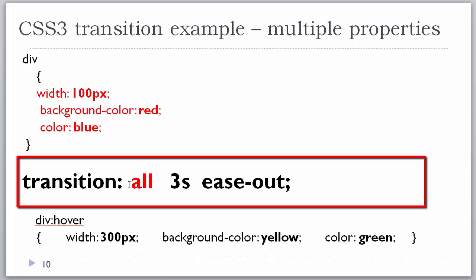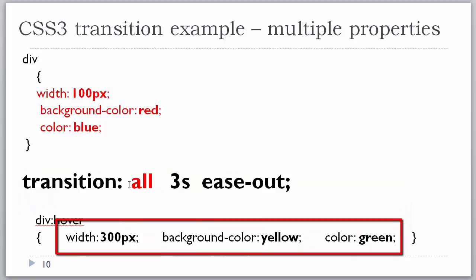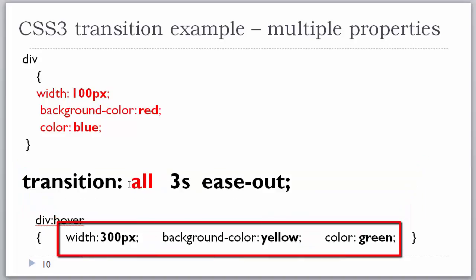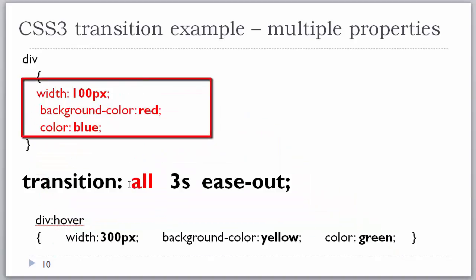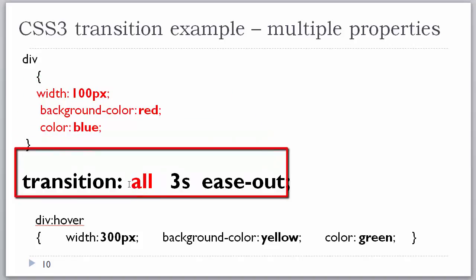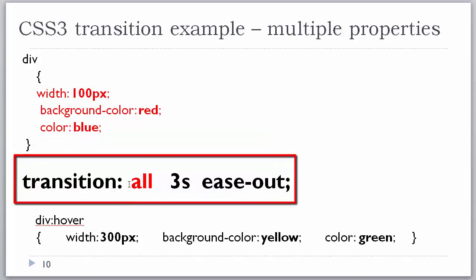The browser will know what properties to transition based on the speed and the timing function that you have specified as values of the transition property, and based on those property and values that you have set in the hover. So if those properties and new values are set in the hover, they will automatically be transitioned from the original properties and values set in the div to those set in the hover using the transition speed and timing function.